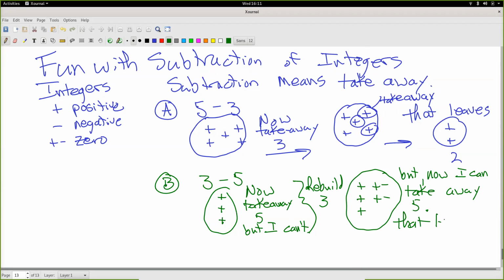Period. That leaves what? Well, that's going away, that's going away, that's going away, right? Take away. And so I have -2 left is the answer. So sometimes in order to do the operation we have to build some zeros to get enough charges or particles to take away. Doesn't matter whether I use the charged particles or a chip. We're going to do a chip next. Same idea. Questions on that example?